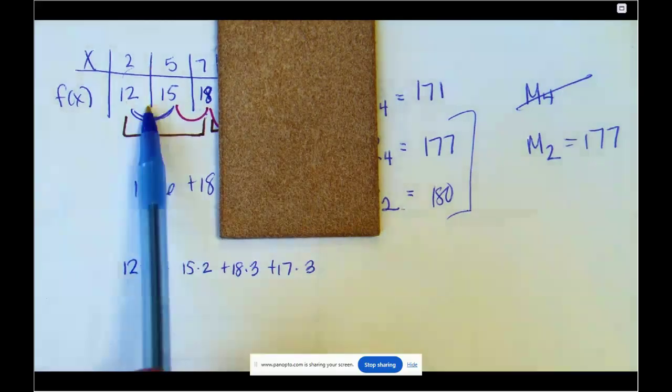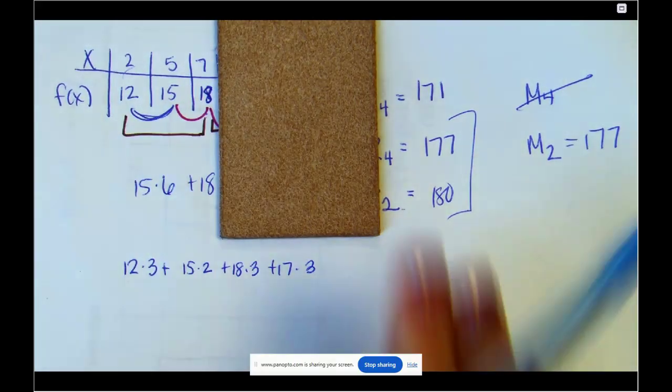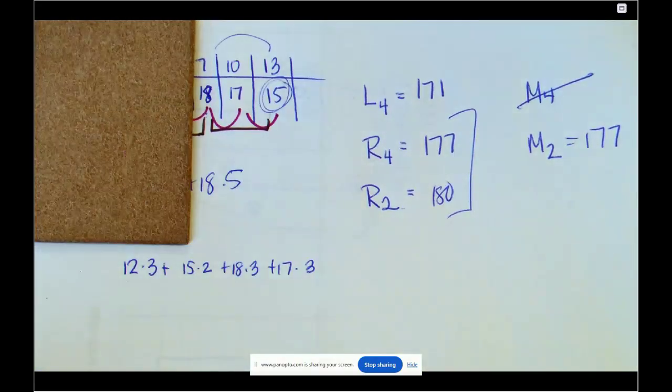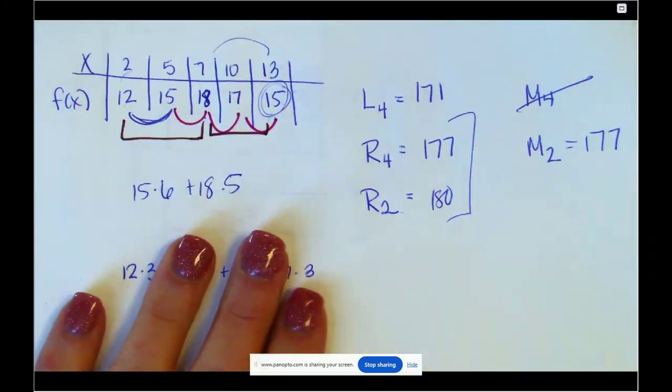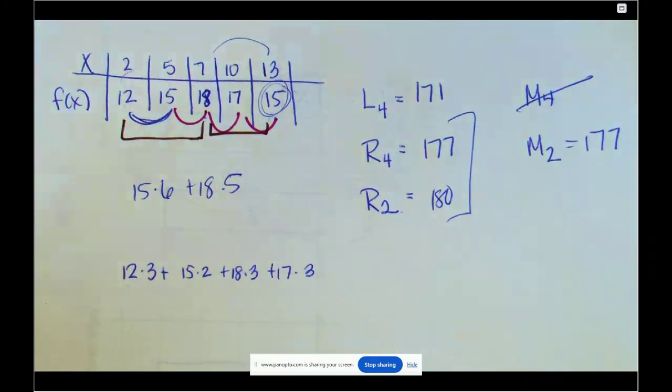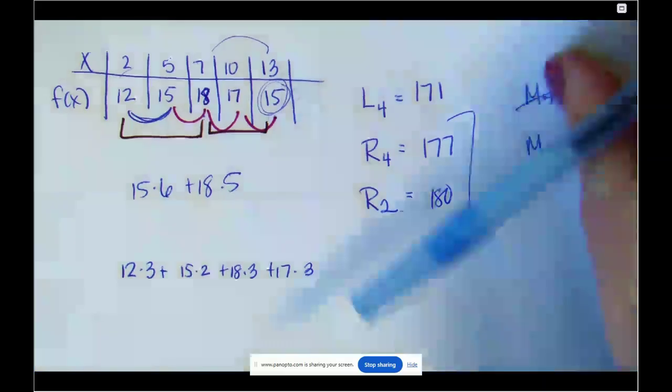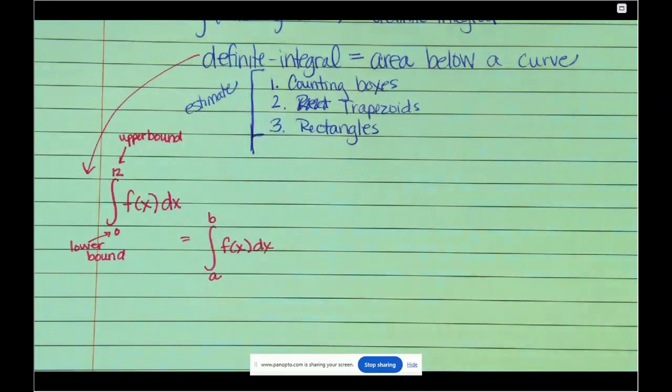Okay, so 15 times 5, and what else? 17 times 6. So 15 times 5 plus 17 times 6 gets you M sub 2. Okay, what are your questions on those? Okay, so set that aside a second.